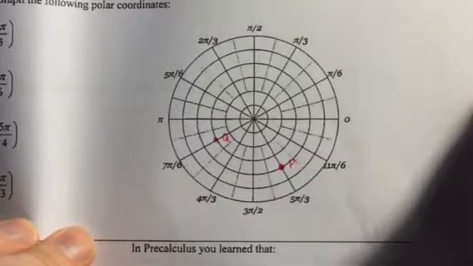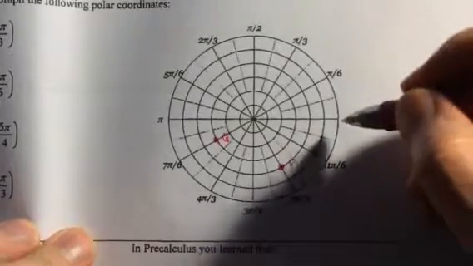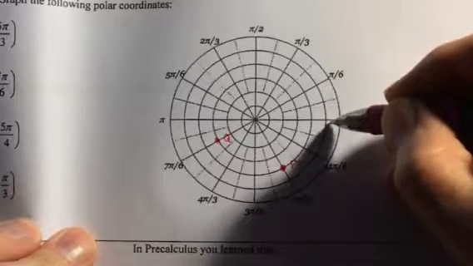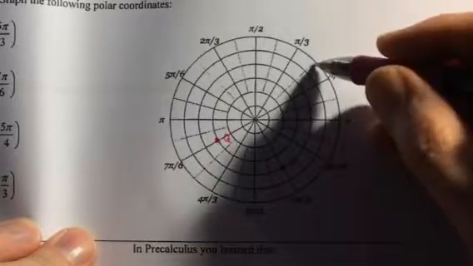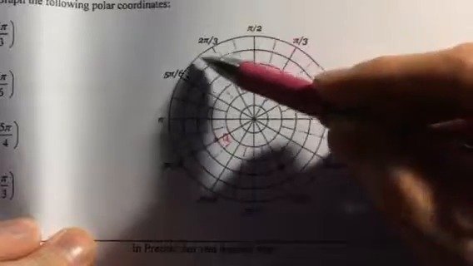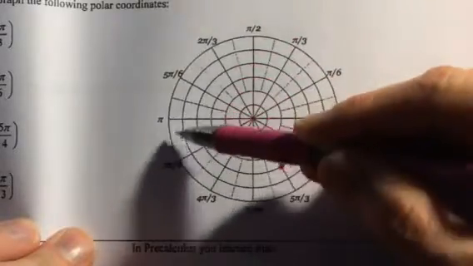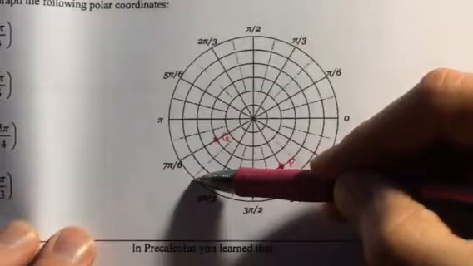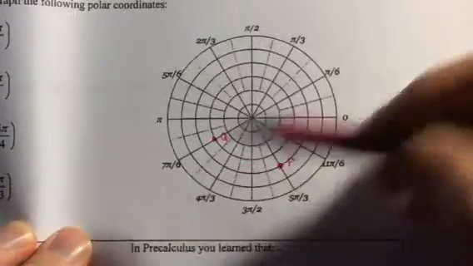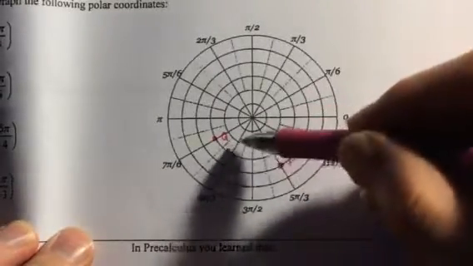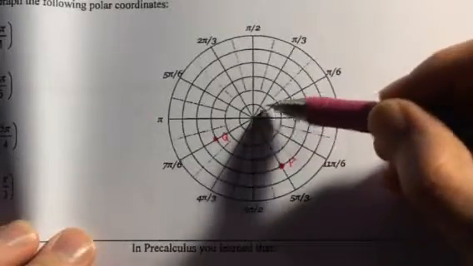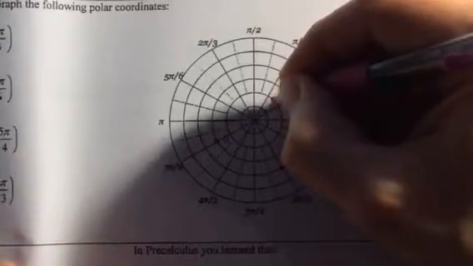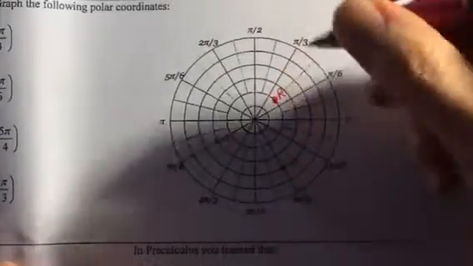R is at -2 and then 5 pi over 4. So we need to find 5 pi over 4. So there's 1 pi over 4, 2 pi over 4, 3 pi over 4, 4 pi over 4, 5 pi over 4 right there. But we need to move -2. So that means we need to move in the opposite direction too. So we go 1, 2, so right there, that's our ordered pair R.